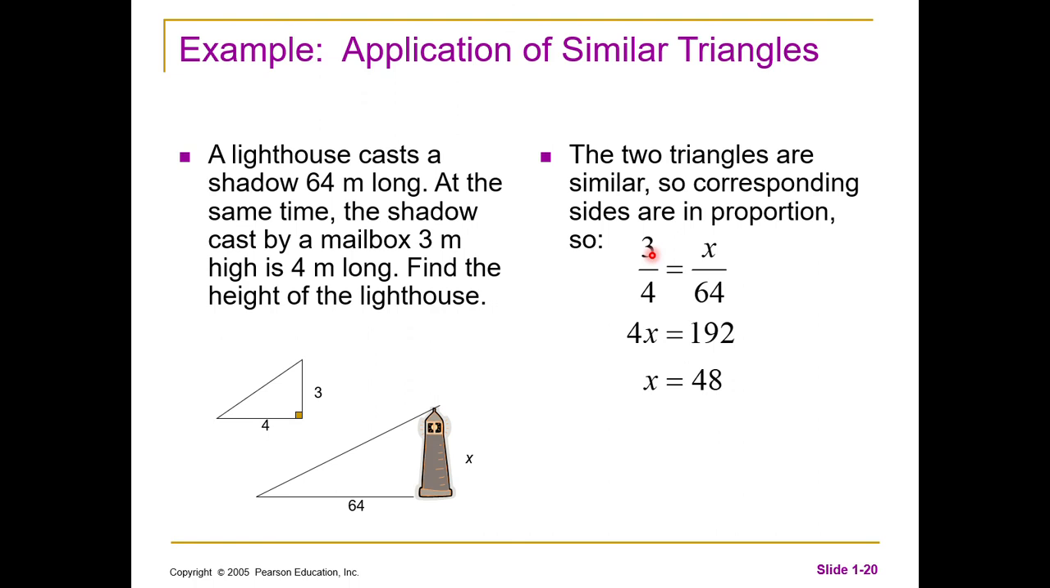So, 3 over 4 is equal to x over 64. So, cross multiply 4 times x is equal to 3 times 64, which is 192. And then divide both sides by 4. So, we have x is equal to 48. So, ito, ang height na to ay 48 meters. Taas, ano. So, yan.